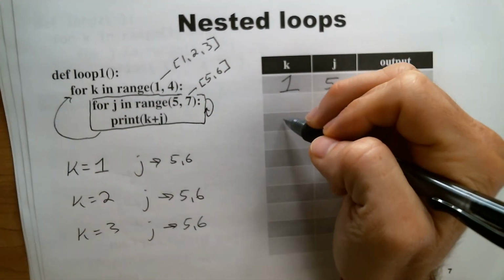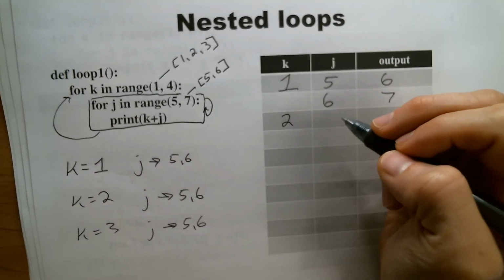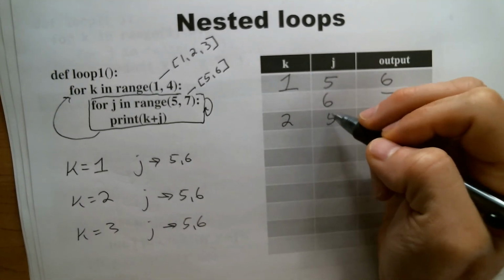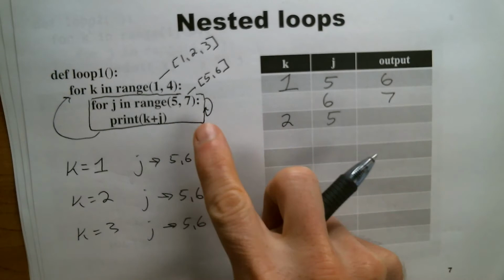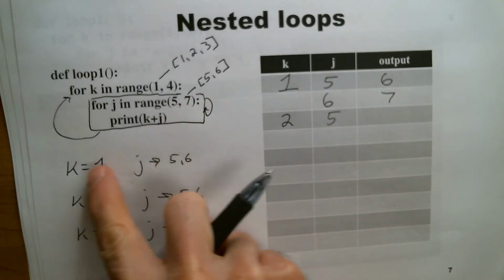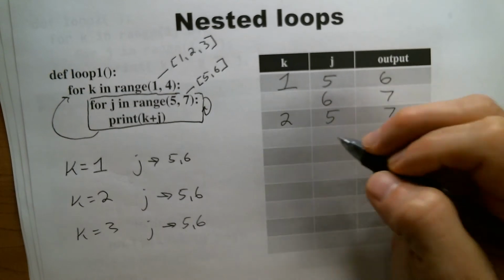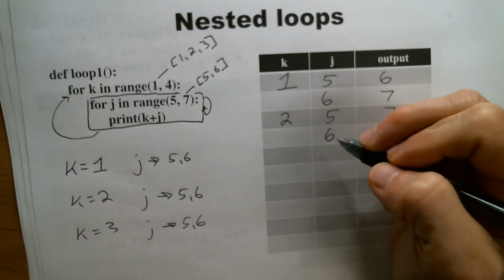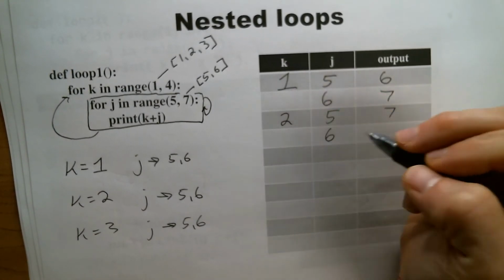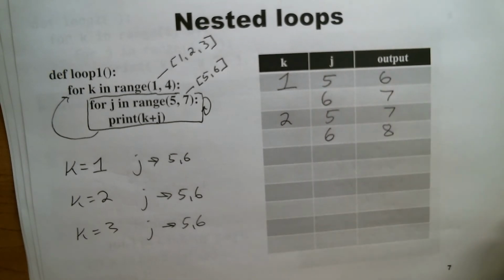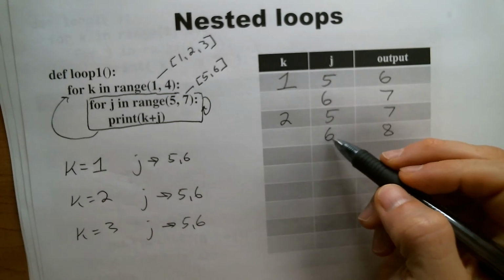So now K can go to 2, and J gets reset to 5 because this has to start from the beginning because it's now coming back down to it, which is going to give us an output of 7. And then J is going to go to 6, but we're going to still keep K at 2 because we're stuck there. And we're going to go to 8. Once we get to 6, that inner loop is done.